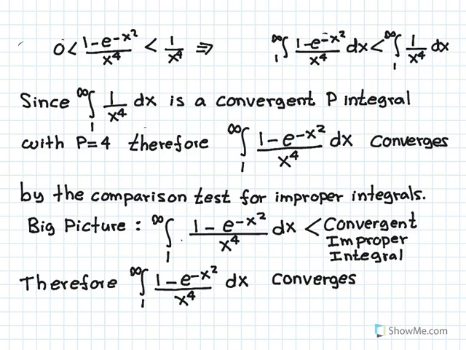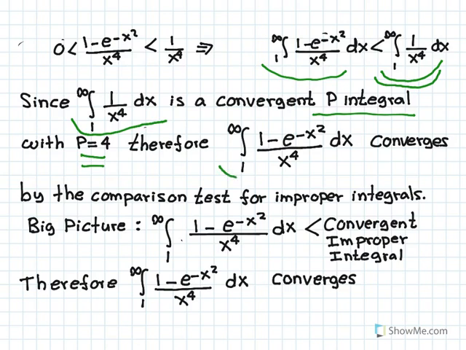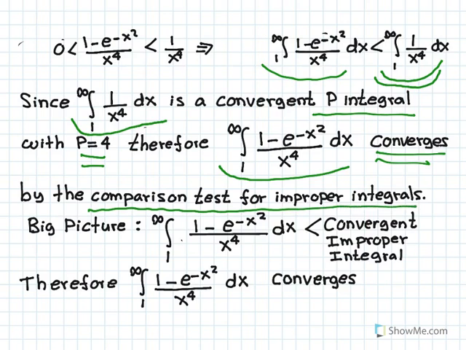But you will notice something. This is actually an improper integral. It's a p integral with p equal to 4. So what we have shown is that the integral in question is less than something that converges, a convergent p integral. Let's repeat that. Since the integral from 1 to infinity of 1 over x to the fourth dx is a convergent p integral with p equal to 4, the integral that we're after, the integral from 1 to infinity of (1 minus e to the minus x squared) over x to the fourth dx, converges, and it converges because of the comparison test for improper integrals.